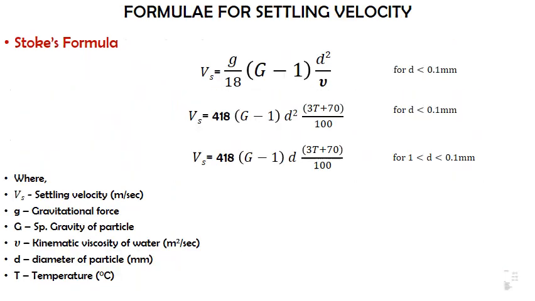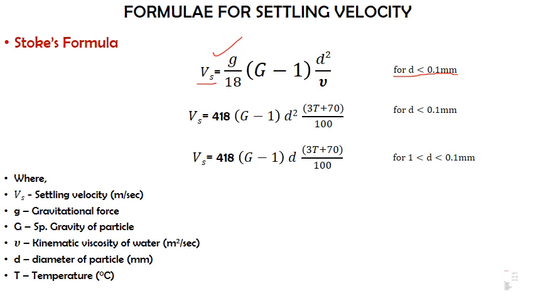As per your current curriculum, we have Stokes law to determine the settling velocity. Here Vs is nothing but the settling velocity. For the diameter of the particle, if it is less than 0.1 mm, then we can use the first one, that is g by 18 capital G minus 1 d square by nu.